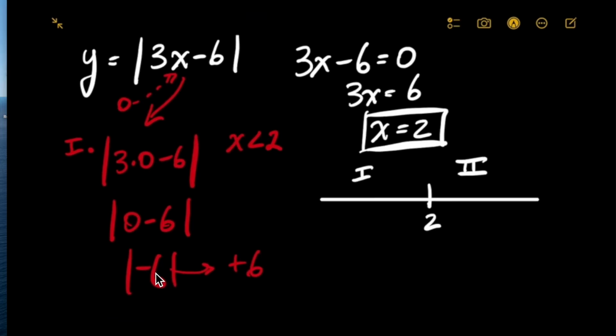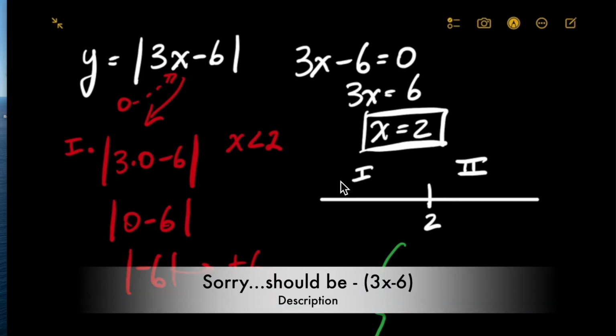Because the absolute value result and the final result were opposite, we're going to use the opposite form of the equation for this zone. So let's do that right away. Okay, so for zone 1, when x is less than 2, we're going to use the opposite of the original equation.